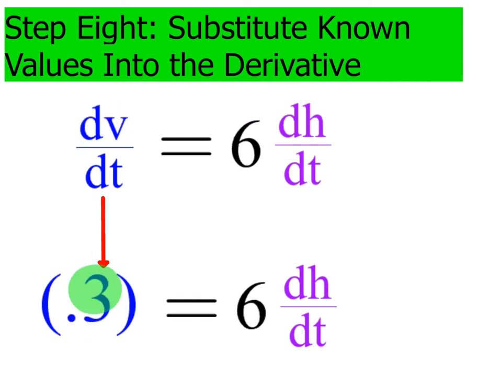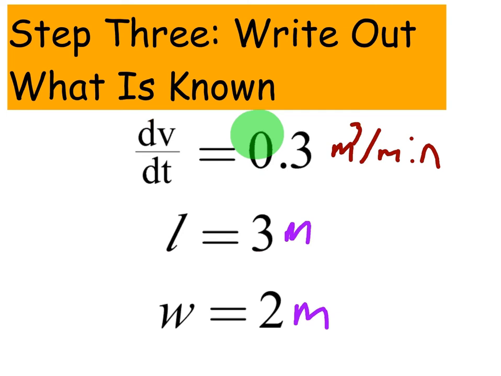We can plug in 0.3 for dV/dt, meaning the water's filling up at a rate of 0.3 cubic meters per minute. And that's going to be equal to 6 dH/dt. Now, with some simple algebra, we're trying to figure out the rate at which the height is rising. We can just divide both sides by 6 and be done. So we're pretty much done for this problem. It's not always going to be that way as we look at the other examples. But for step 8, you're just plugging in what you know. You can just go back to step 3, when you write out what you know, and plug that stuff in from there. Okay, so that's it for this example.